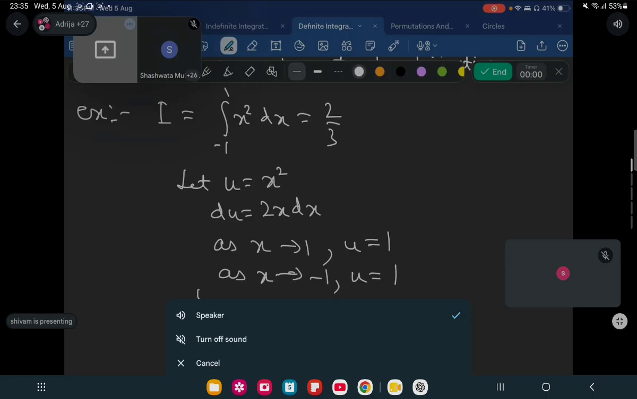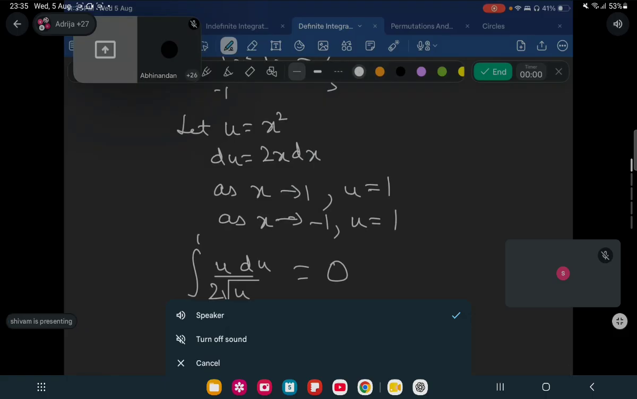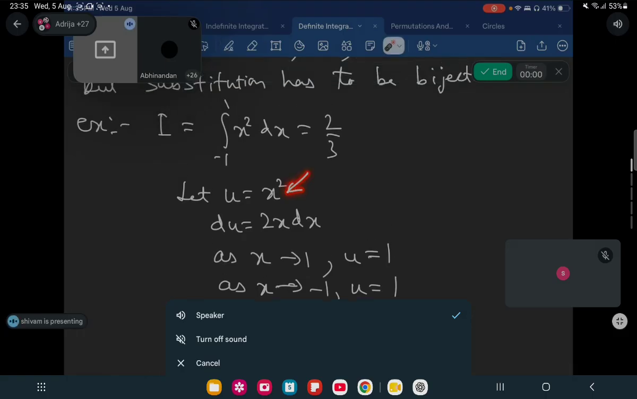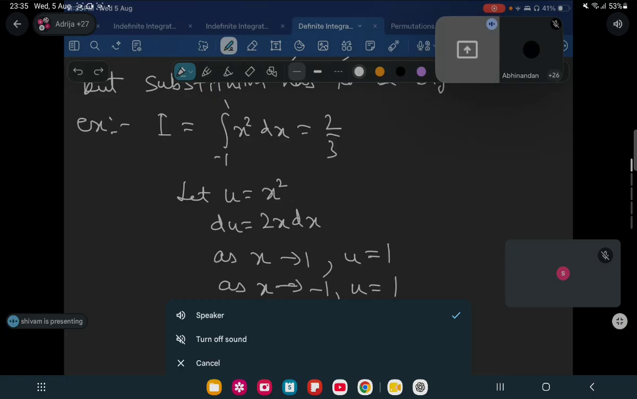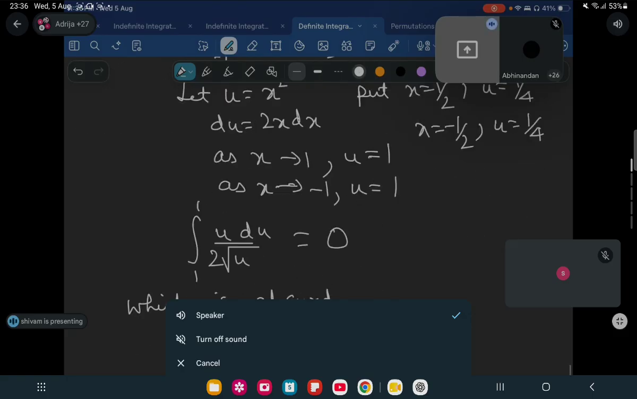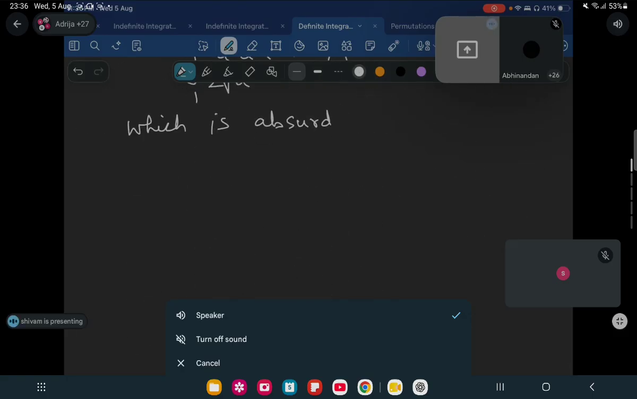Tell me. 0. 0. Right. Which is absurd. Why? Because over here the substitution is not bijective. Corresponding to two distinct values of x, we are getting only one value of u. You put x equal to half, you'll get u equal to 1 by 4, and you put x equal to minus half, you'll get u equal to 1 by 4. So whenever you are using substitution, your substitution should be bijective.